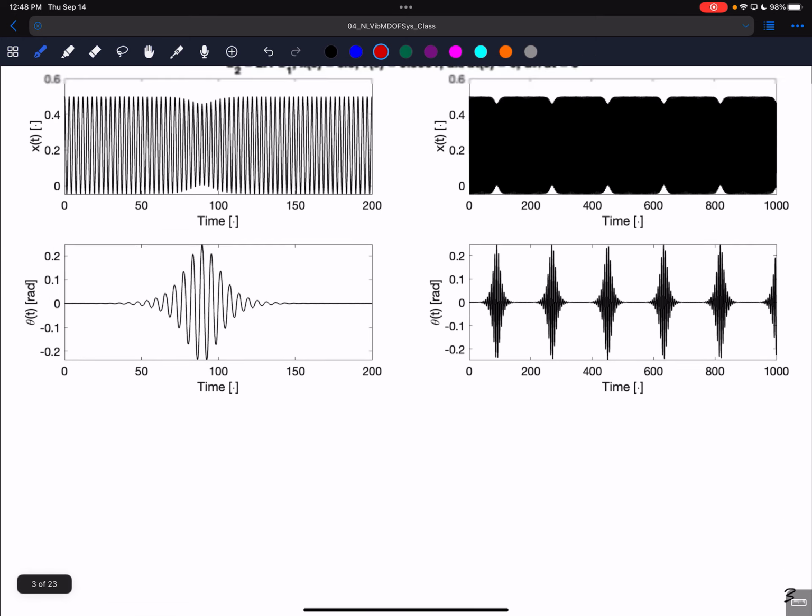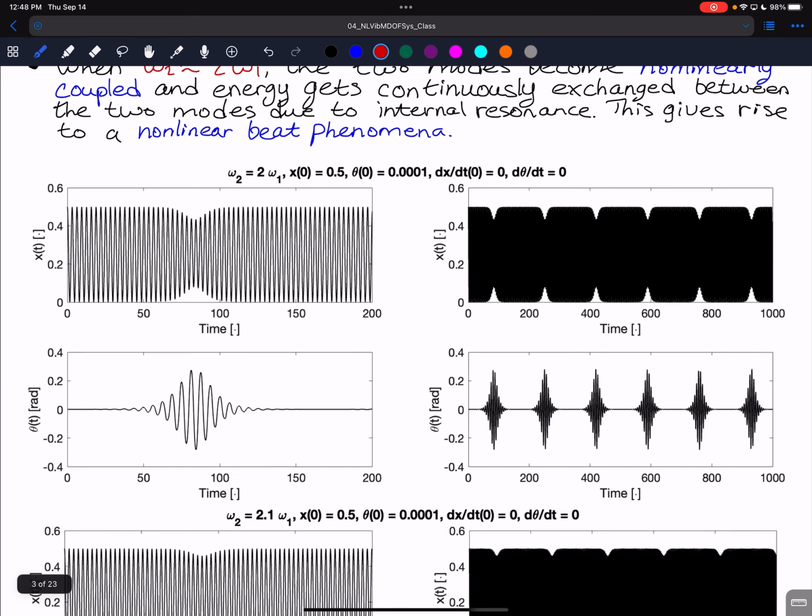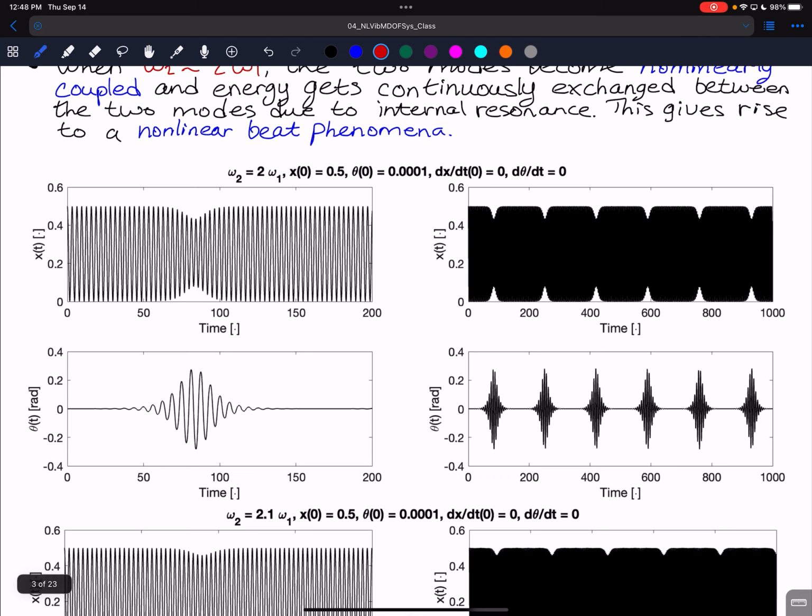Actually, let me go back up here. So here we're just varying initial conditions. We're starting in the first plot with a large value for x. It's actually twice the equilibrium position. And then we have a very, very small starting initial position for theta, so a very small initial angular displacement.